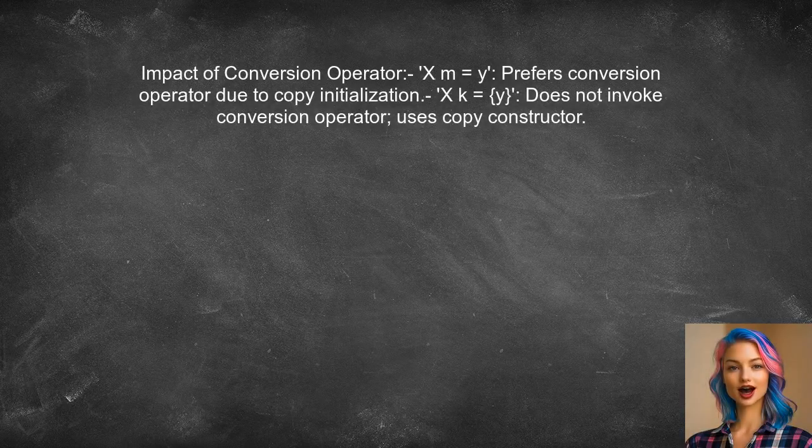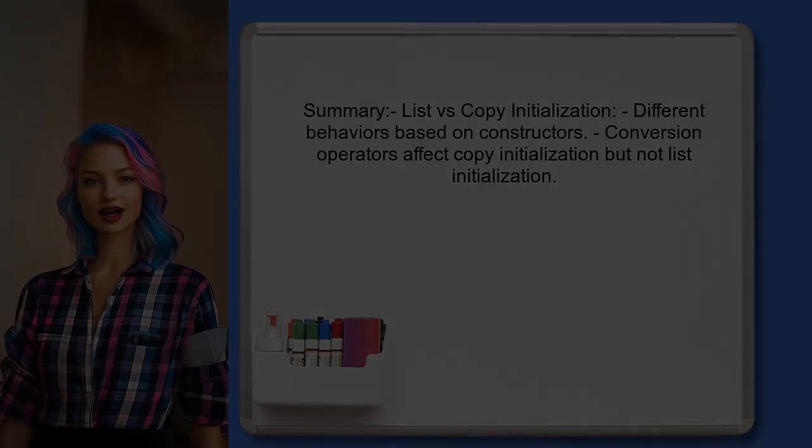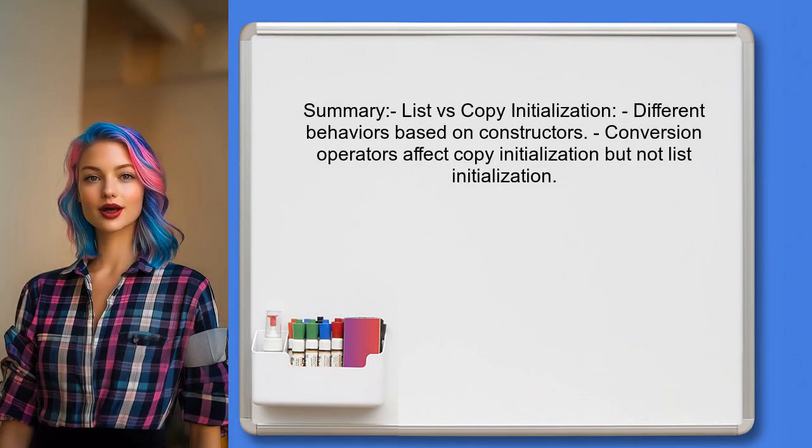However, the presence of the conversion operator in y, operator x, makes xm equals y prefer the conversion, while xk equals curly braces y does not invoke it. In summary, the user should remember that list initialization and copy initialization can lead to different behaviors based on the constructors available and the presence of conversion operators.